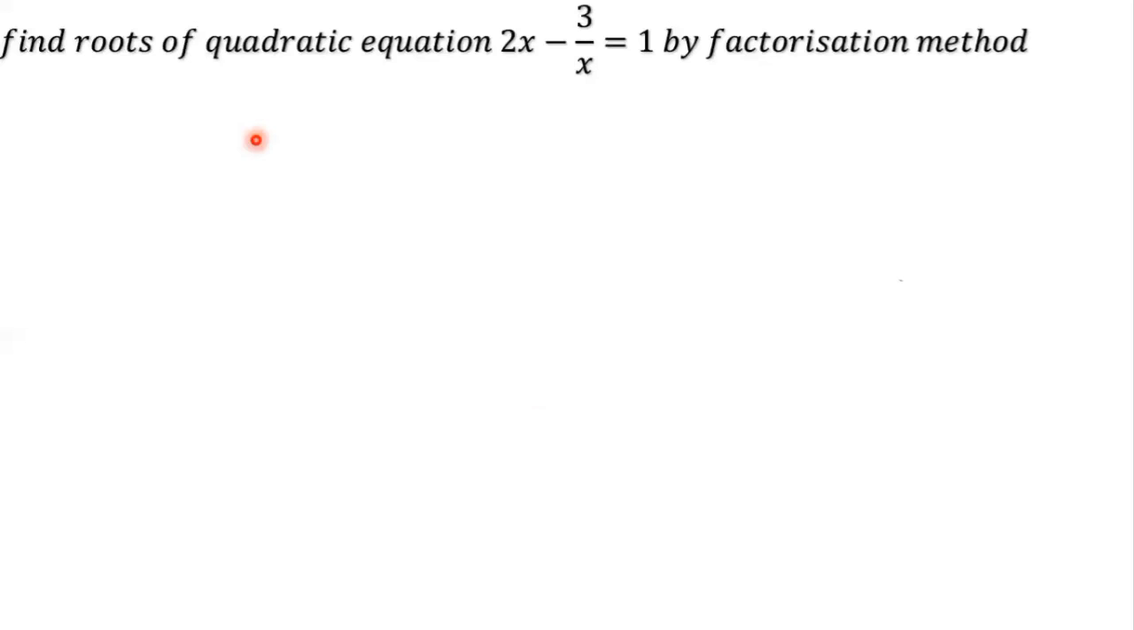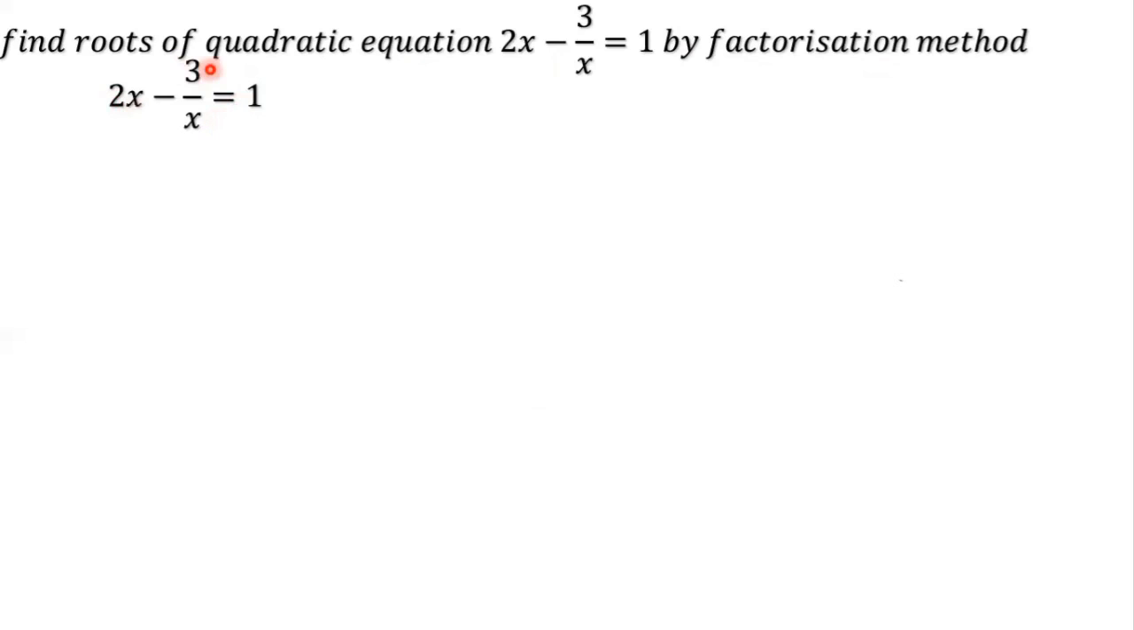Now let us take one more example. Find the roots of the quadratic equation 2x minus 3 by x is equal to 1 by the factorization method. Write the equation 2x minus 3 by x is equal to 1. Now it is not in the standard form. You have to bring it to the standard form.